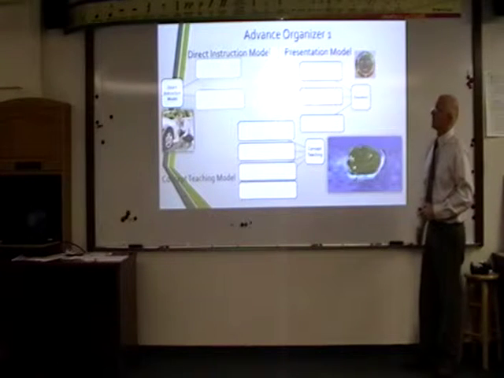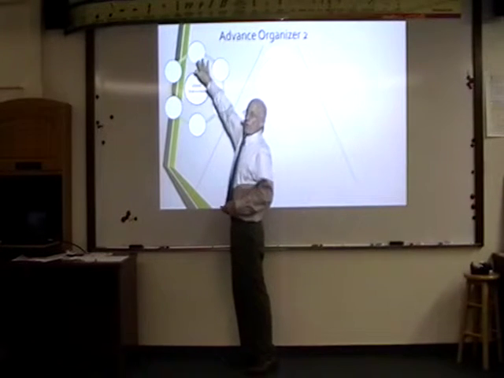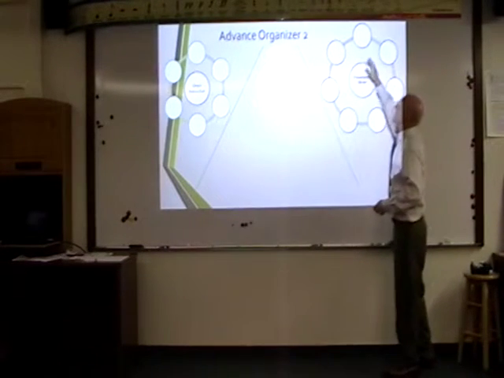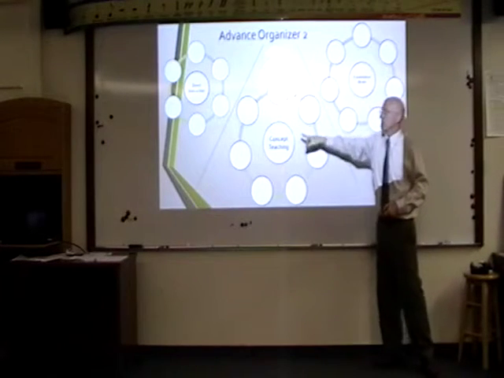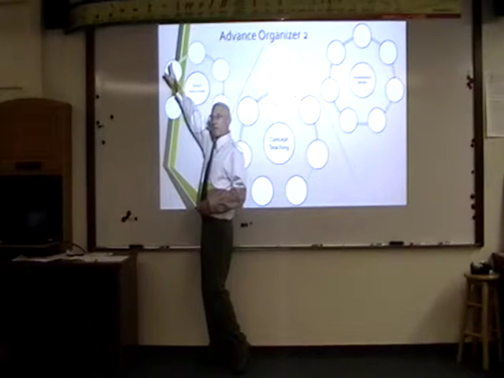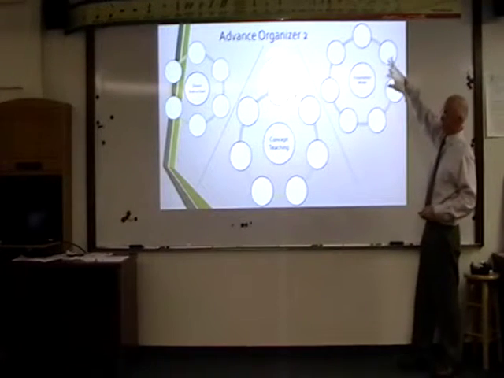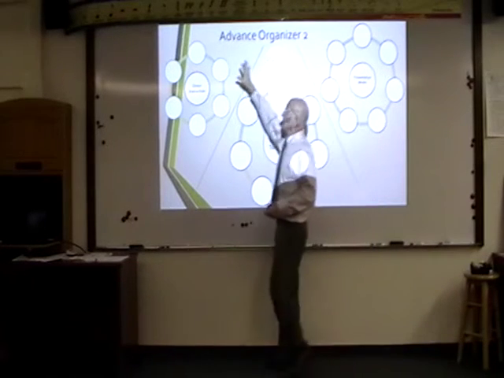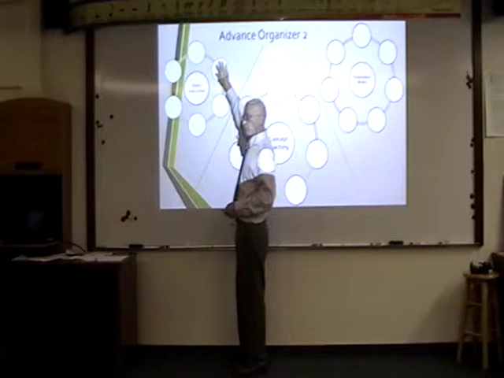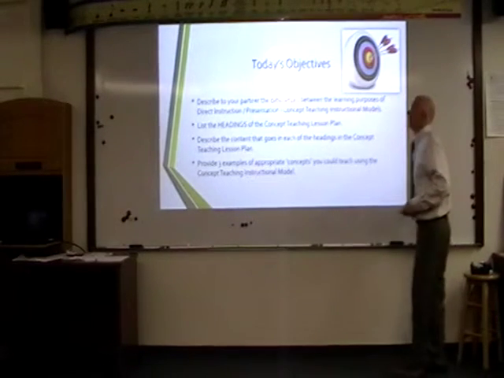Now the next one is the steps. So here's direct instruction, step one, step two, step three, step four, step five, step six. Presentation, steps, concept teaching. Do you know what the first step is in each of these? Anticipatory set. What else would be the next or somewhere? Objectives? Mm-hmm. What about direct instruction? Do you know what would be the next step? Teacher modeling? Or, well, just hold on until we get there.